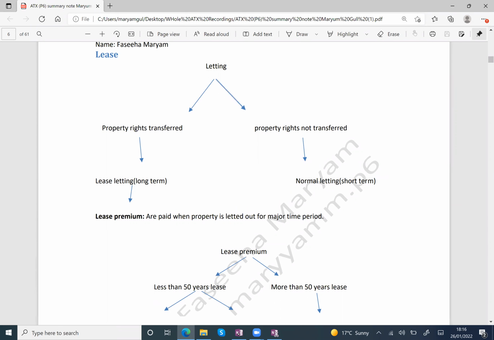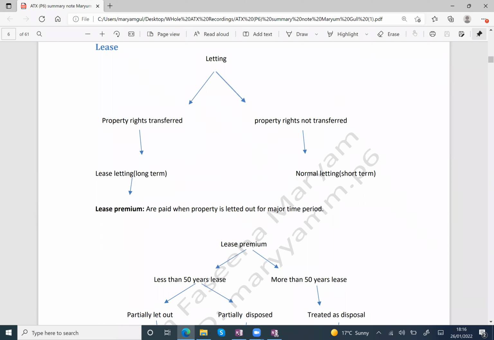Okay. So the next topic is lease. Before telling you the concept of lease, I just want to tell you firstly, when you let the house, there are two types of lettings. You can see the sketch. Letting on the right side, the type of letting in which property rights are not transferred.